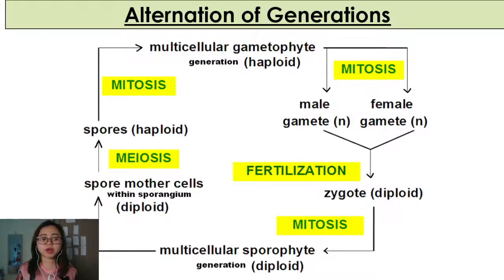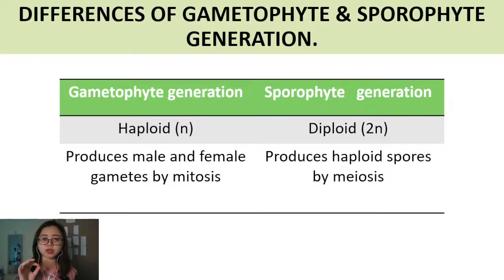Okay, so to conclude the part about sporophytes and gametophytes, we can compare the differences between the two. So what we know is that in gametophyte generation, it's haploid. In sporophyte generation, it's diploid. In gametophyte generation, it will produce male and female gametes by mitosis, whereas in sporophyte generation, it will produce haploid spores by meiosis. Okay, so yeah, that is pretty much it. That's all you need to remember about alternation of generations.